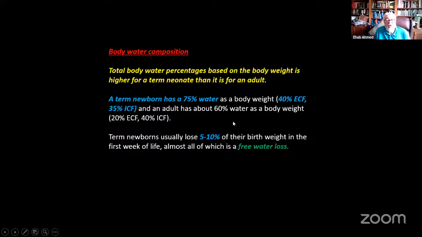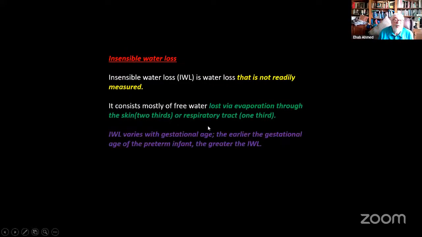And the baby, if the baby is term, has to lose between 5 and 10% of this weight, mostly in the form of free water. This is extremely important. And this is physiologic, and you have to allow it. If you don't allow it, you are working against nature and you are overloading your baby with fluids. This is if the baby is term. If the baby is preterm, the percentages are different, as we are going to see.